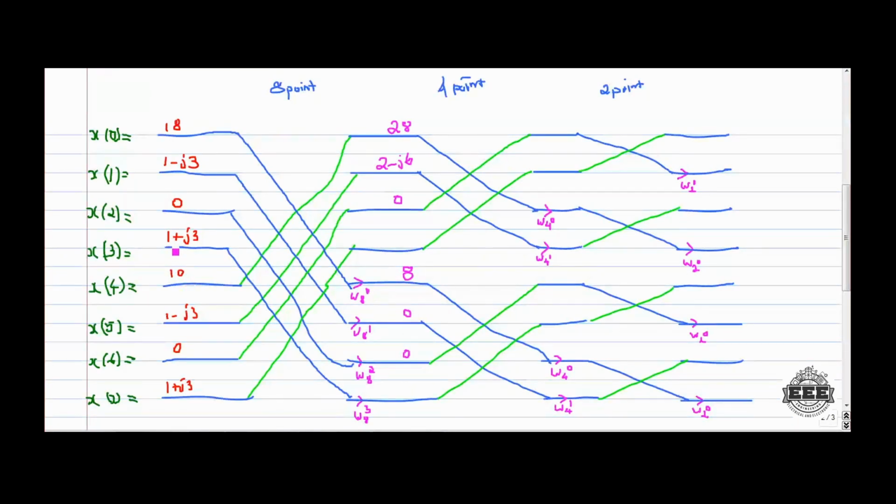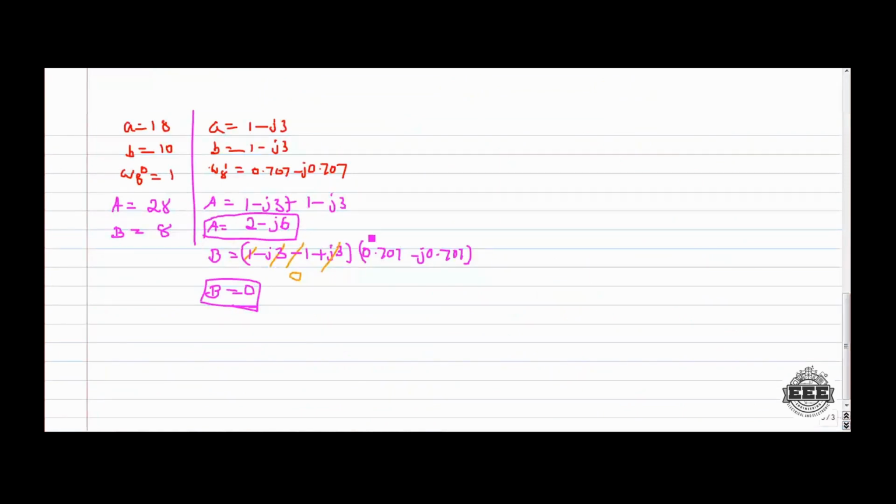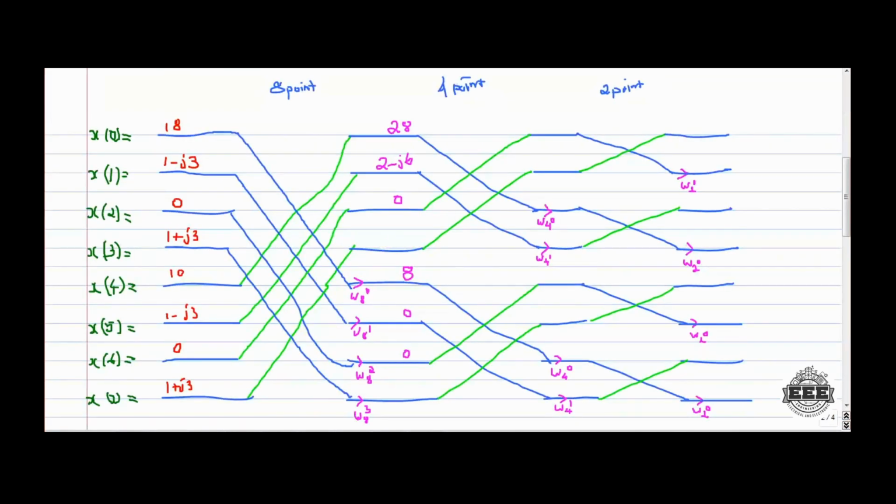The fourth sequence: A value is 1 plus j3 and B value is 1 plus j3. So for this, yes, that's all. Simply we can call this 2 plus j6 will be there and the B also will be 0. Is it right? Yes. So directly we will write it here, 2 plus j6 and here also 0. Is it right? Then the first sequence has been finished. So the first 8-point sequence has been finished.